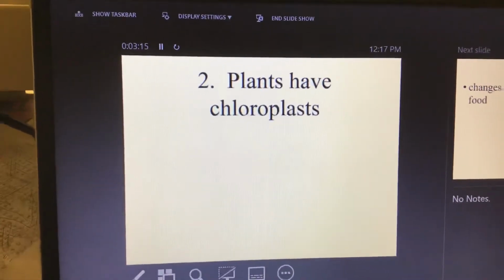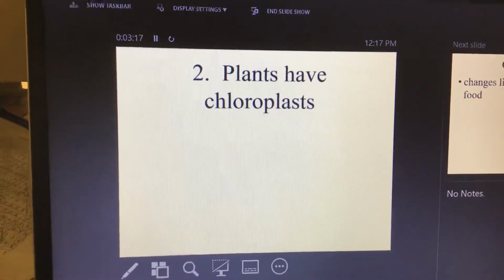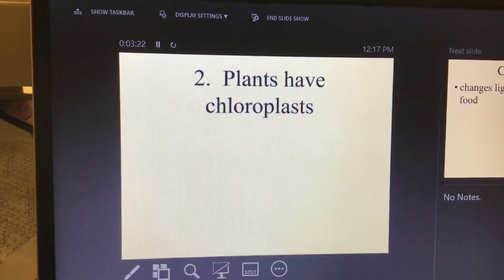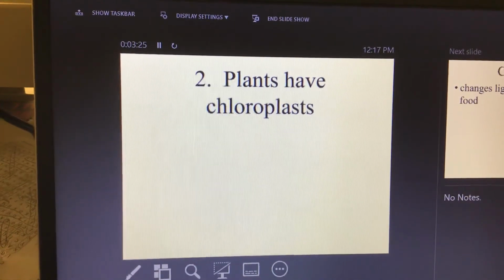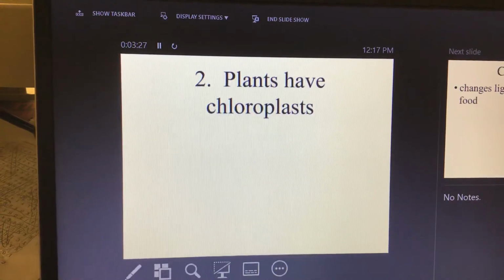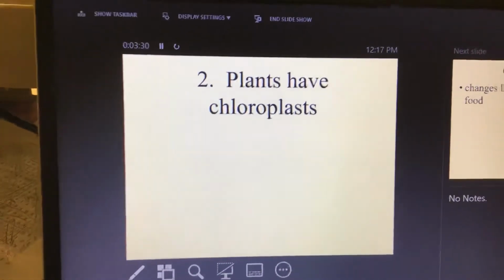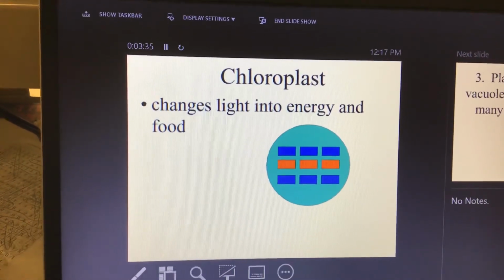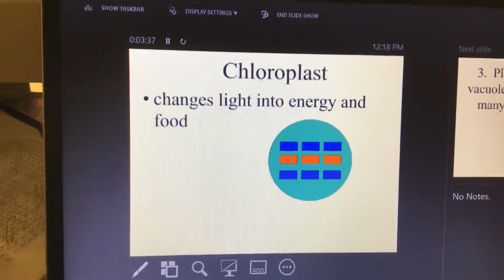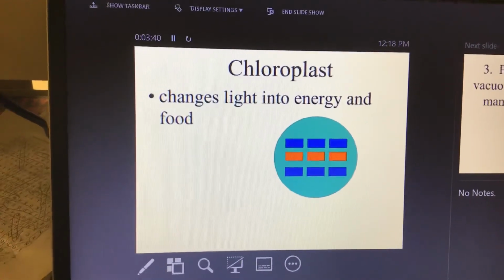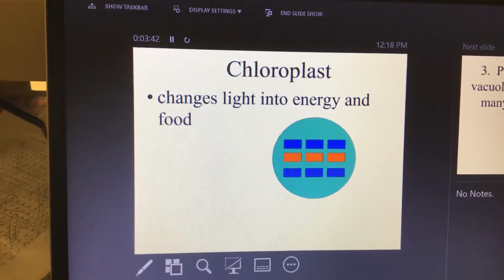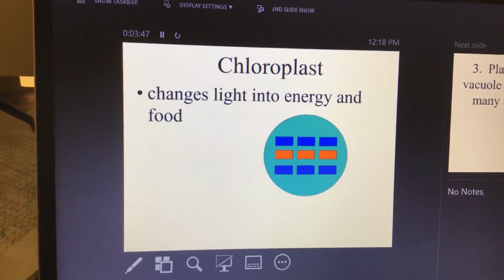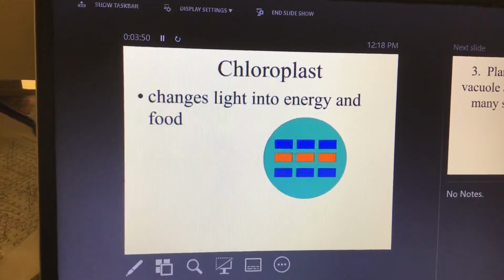Second difference here is plants have chloroplasts. Plants have chloroplasts. Chloroplast changes light into energy and food. It's an organelle. Go ahead and write this. It's an organelle that is going to collect sunlight and help change it into sugar, which a plant will use for food. Animal cells do not have this.